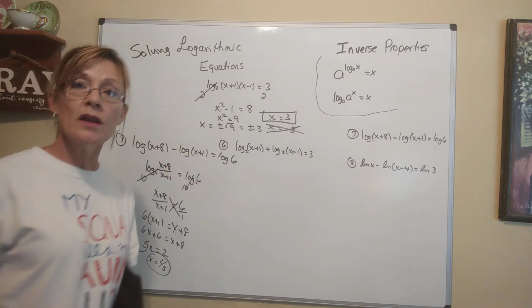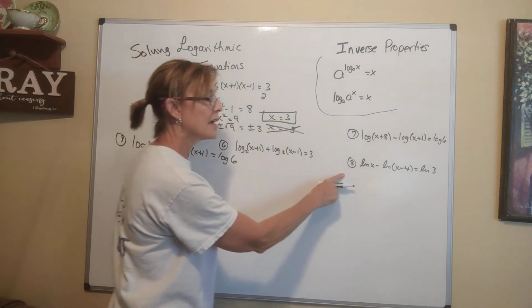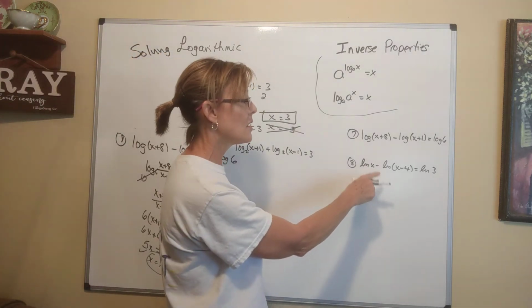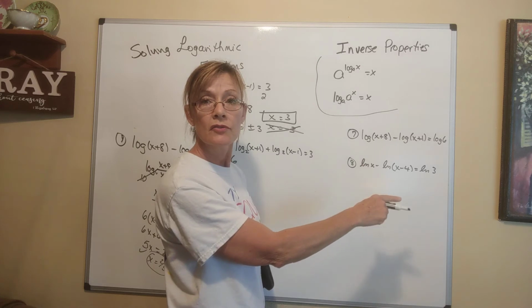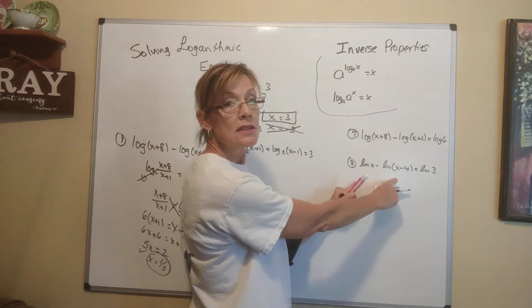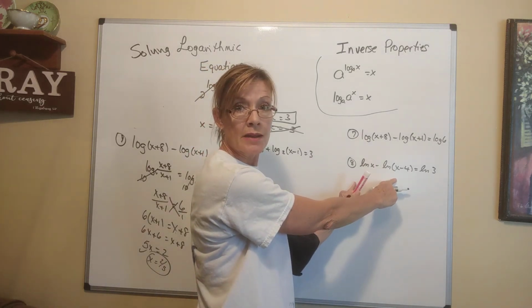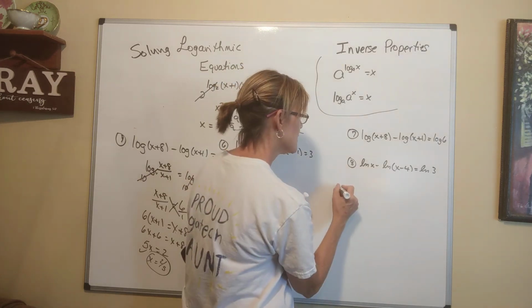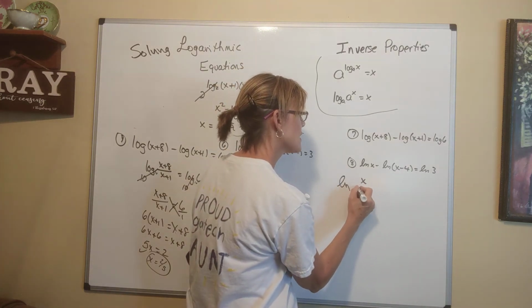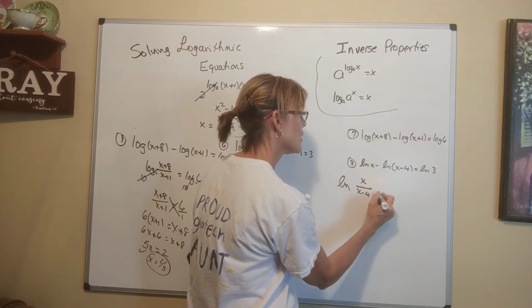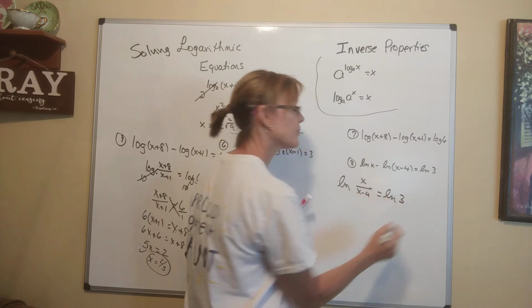Okay, the very last one, it's going to be similar. We have the natural log of x minus the natural log of x minus 4 is the natural log of 3. I rewrite this into one log expression. Since there's a minus, we're going to use the quotient rule. This is the natural log of x over x minus 4 is equal to the natural log of 3.